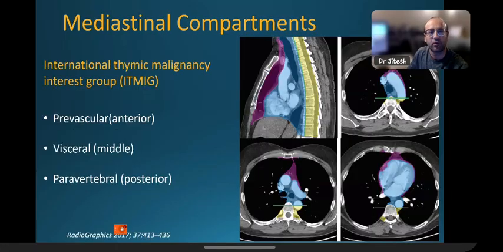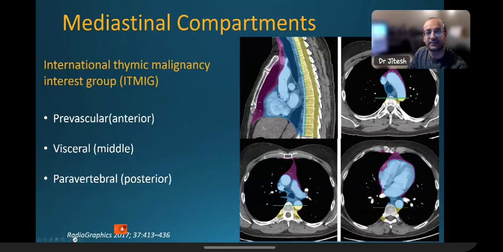In 2014, the International Thymic Malignancy Interest Group proposed a classification to standardize the mediastinal compartment classification and to localize these mediastinal masses. So now this has become the standard classification. It is used by radiologists, surgical oncologists, medical oncologists, and radiation oncologists. This classification is based on CT.